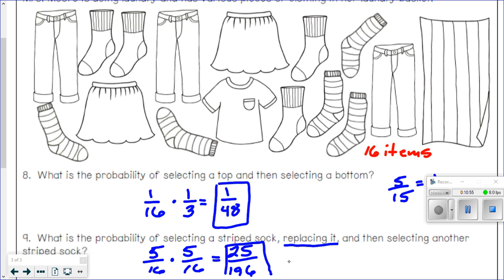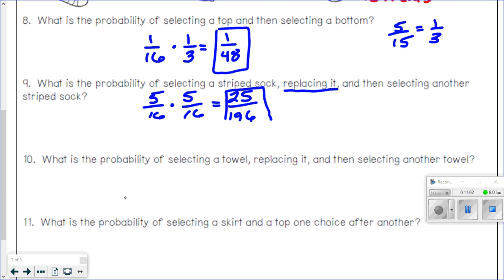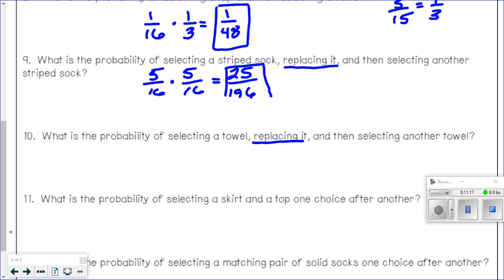So that's an example of independent events because I replaced it. All right. What is the probability of selecting a towel, replacing it? So I'm replacing it, so these are independent, and then selecting another towel. Well, let's look up here. There was only one towel out of the 16. So we're looking at 1/16 times 1/16 because I replaced it. So I multiply straight across.